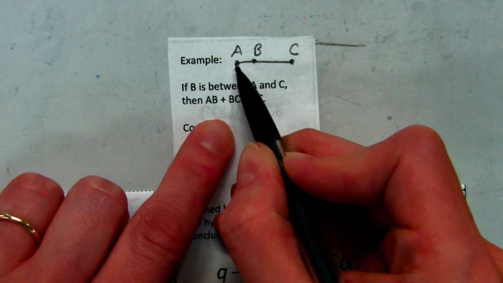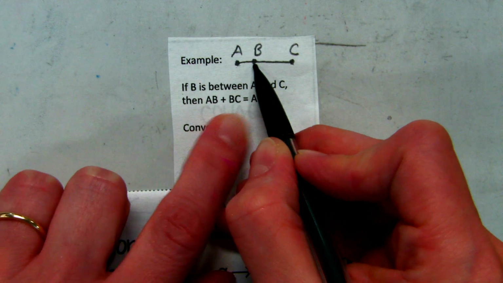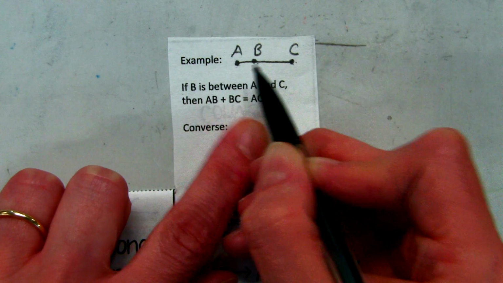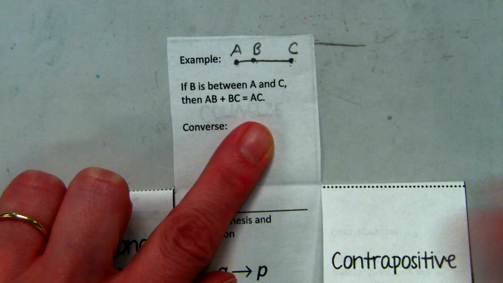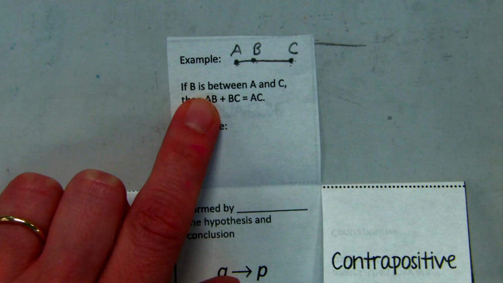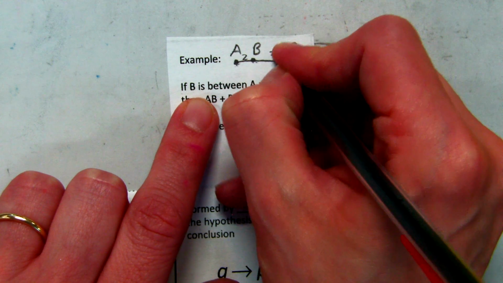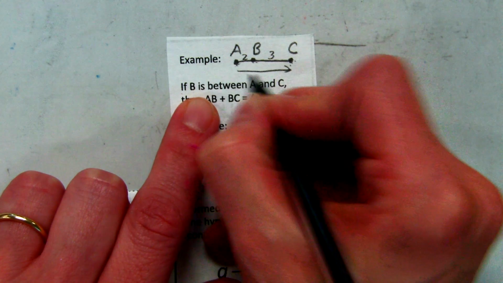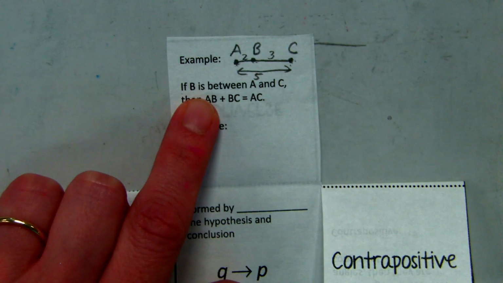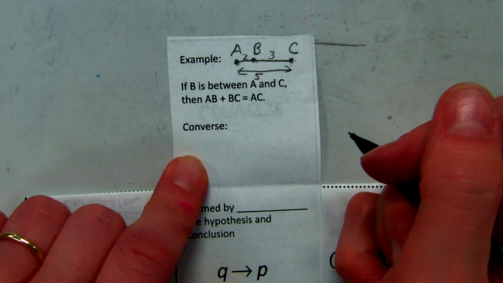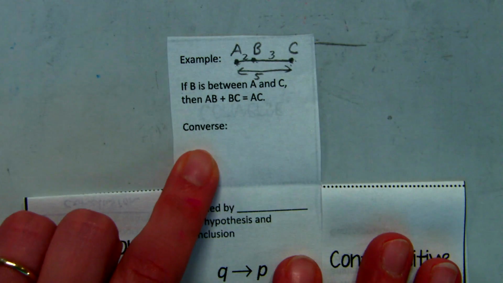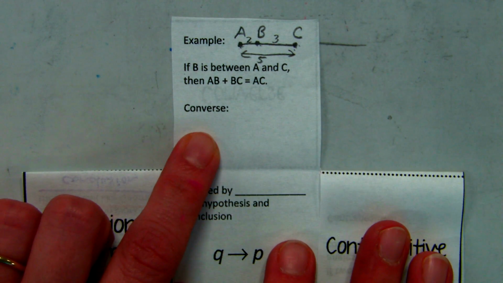And then saying that the distance from A to B added to the distance from B to C is the distance from A to C. We can tell if we look at the picture that makes sense. If this was 2 and this was 3, then the whole thing would be 5, is basically what that's saying if you were to put numbers in there. The converse is if you switch the if and then.